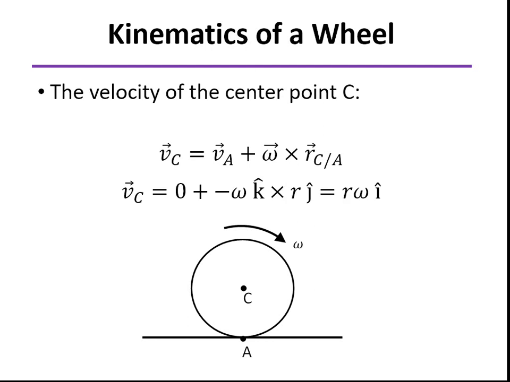In this case, omega is clockwise, so it would be negative omega k. The position vector: where is C relative to A? Well, it's the radius r directly above A, so that would be the positive j direction. So minus omega k cross r j. k cross j is negative i. That cancels the negative sign out. And so we find that the speed of that center point is r times omega, and of course, it's going to be in the x direction.